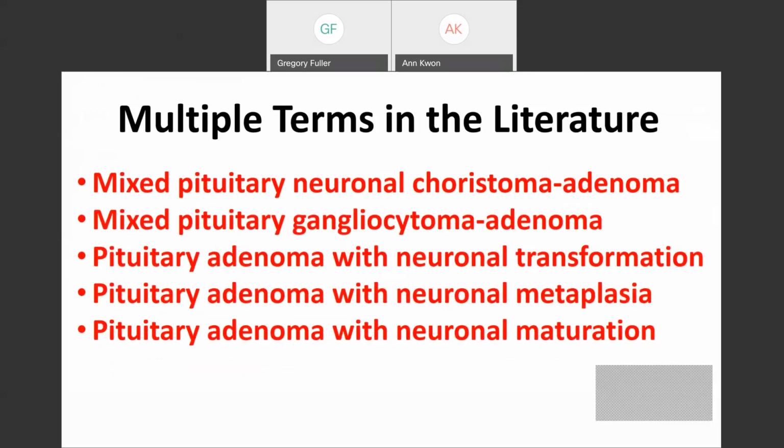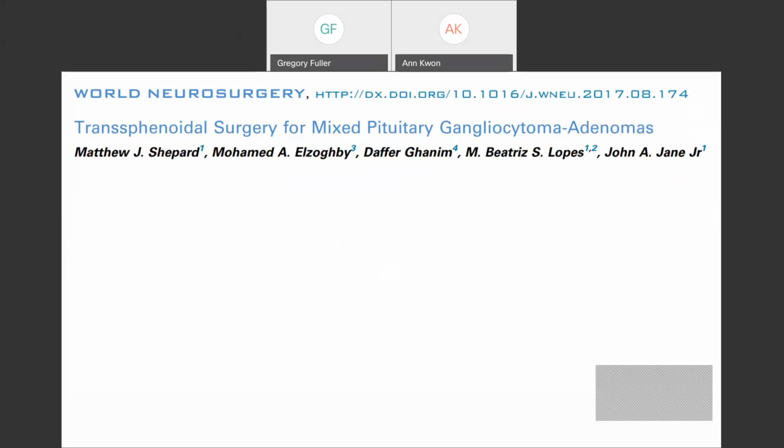Mixed pituitary neuronal choristoma adenoma, mixed pituitary gangliocytoma adenoma, pituitary adenoma with neuronal transformation, pituitary adenoma with neuronal metaplasia, pituitary adenoma with neuronal maturation. These are the terms, and they reflect the hypotheses. One hypothesis, initially, was collision tumor, two different tumors. Then I figured, well, that's kind of strange. Maybe they're related.